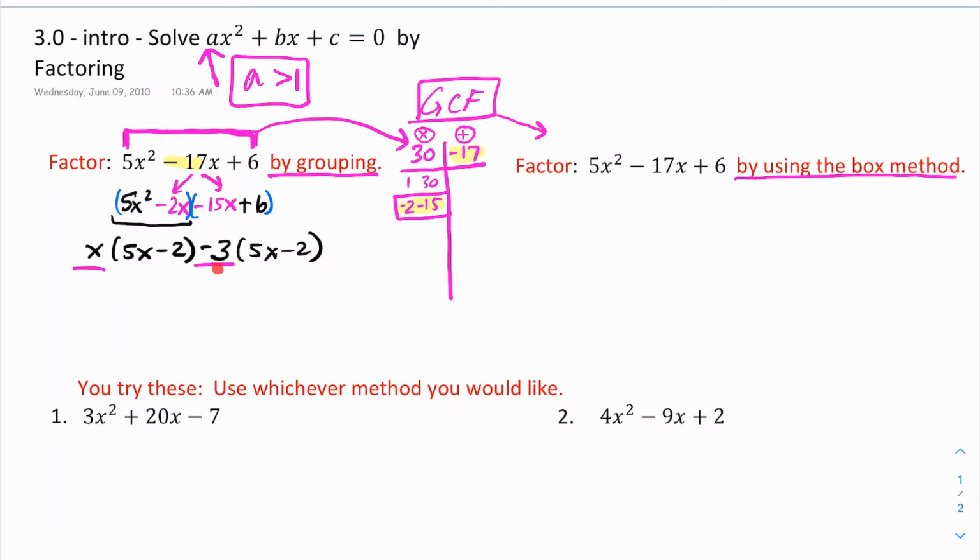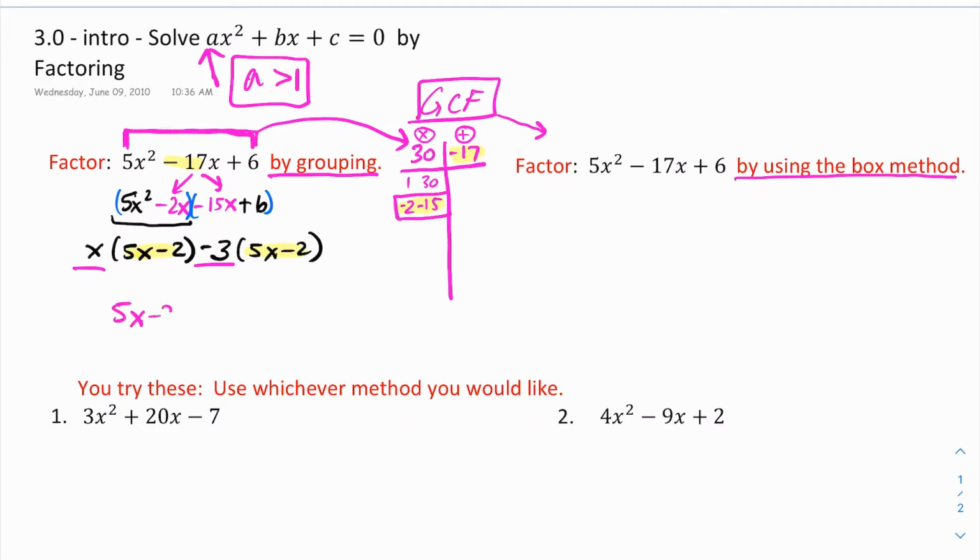If you multiply this times this and this times this, you're going to get negative 15x plus 6. If you don't get that, then something's wrong. That's why that was a plus 6 and now it's a minus 2, because that's what we took out, a negative number.